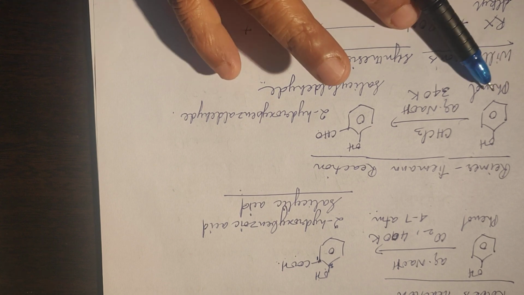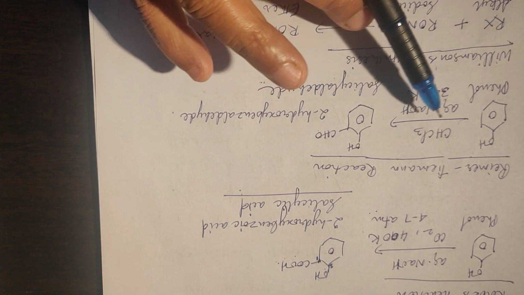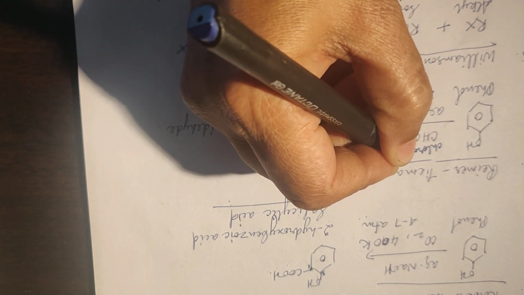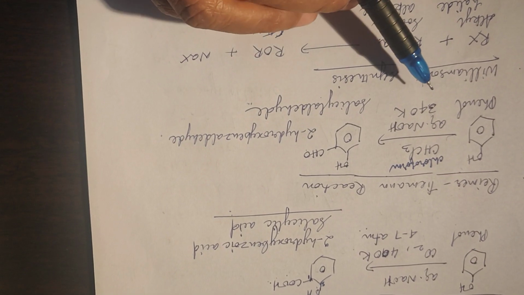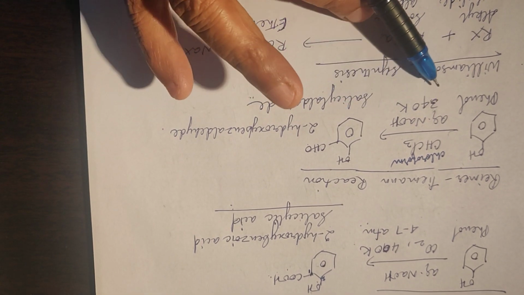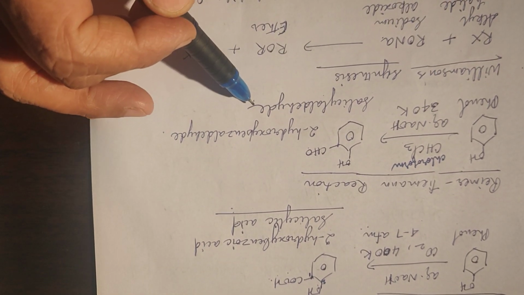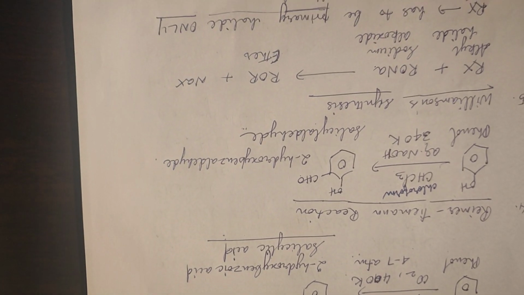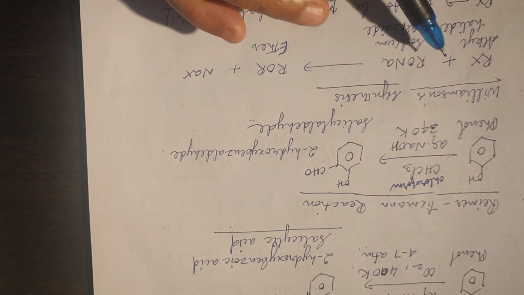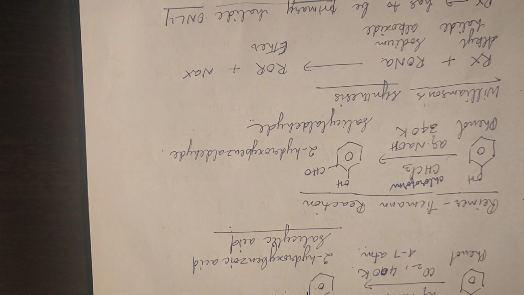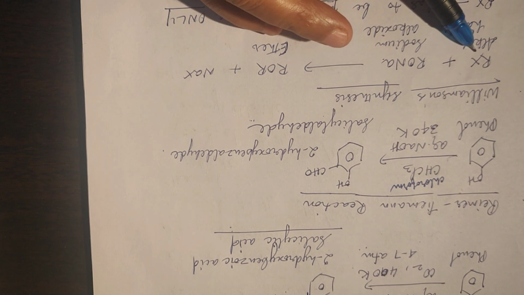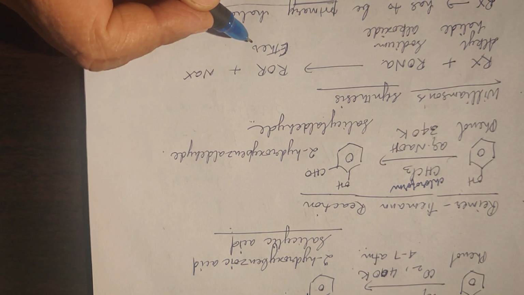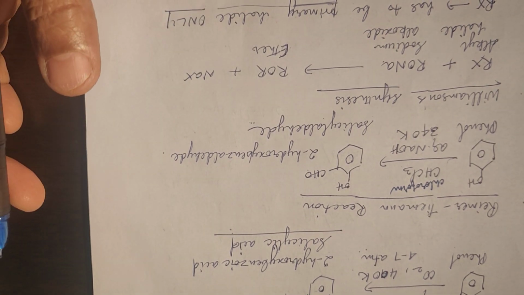Now here what do you add? You treat phenol with chloroform. CHCl3 is called chloroform. And in the presence of aqueous NaOH at 340 Kelvin, you will get salicylaldehyde. That is the Reimer-Tiemann reaction. Then the next one is Williamson's synthesis. Now here you take alkyl halide, treat it with sodium alkoxide, and you get an ether, that is ROR.